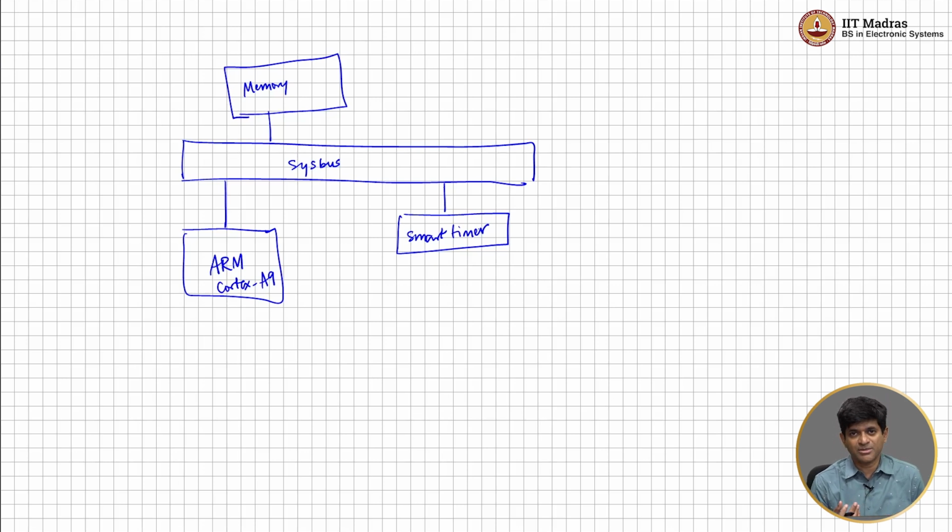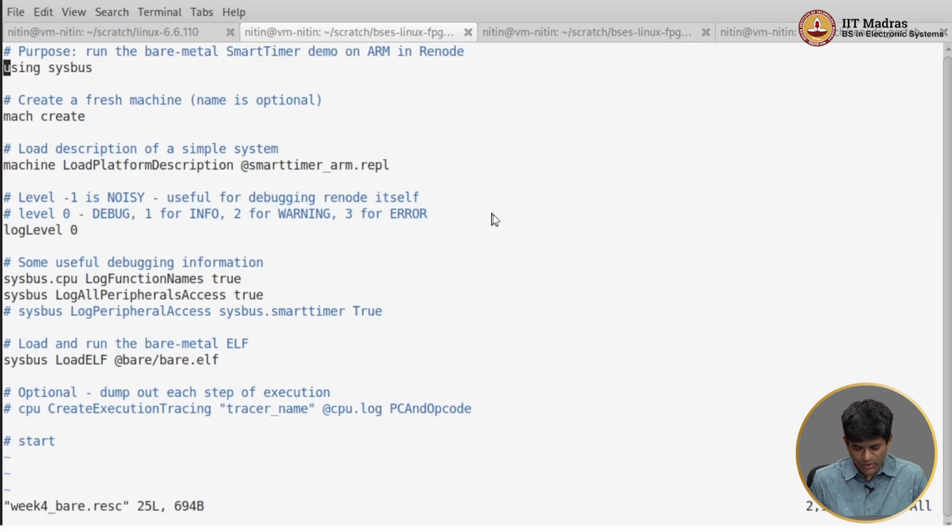So let's look at how this comes across in the Renode script. As you can see over here, in the Renode script, I first use the system bus and create a machine. So this mach create essentially creates a fresh machine, and now I say load platform description, okay? So what do I mean by load platform description? It turns out that these kind of file names, things like smart timer_arm.repl, anything ending with repl, usually is a Renode platform description, right?